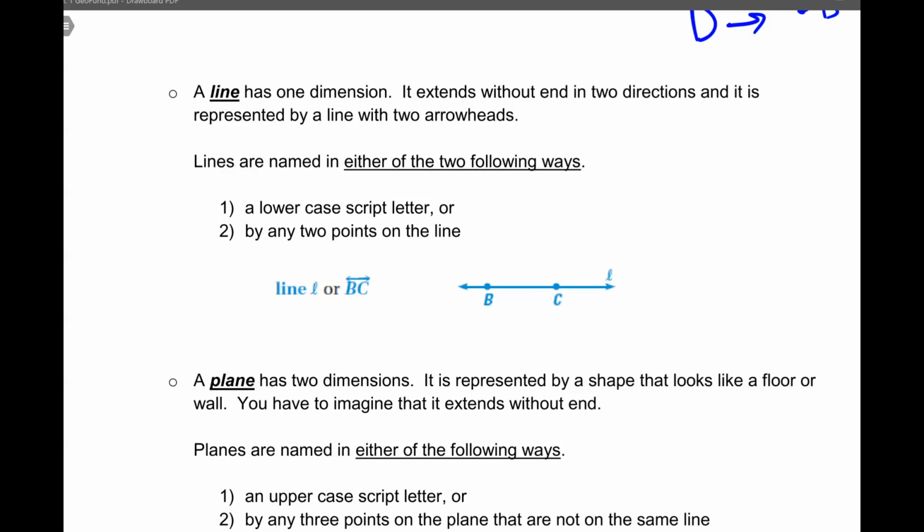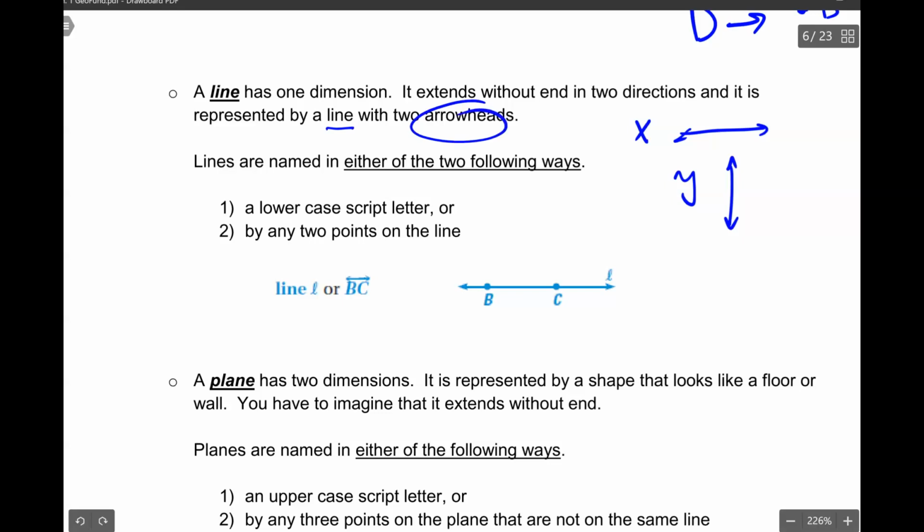A line has one dimension, so it's either just X or it's just Y. It extends in two directions and it's represented by a line with two arrowheads. So you just have arrows at the two ends. So they're named in two ways. Either you can say a lowercase script letter, so like L or M, and most times we'll write the word line L, we'll write the word line M. So maybe this is line L and this is M.